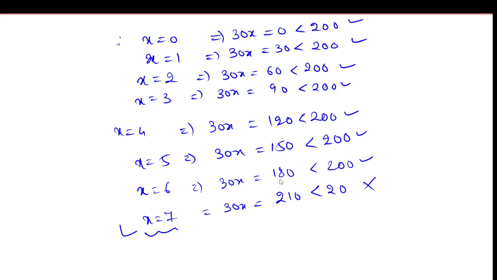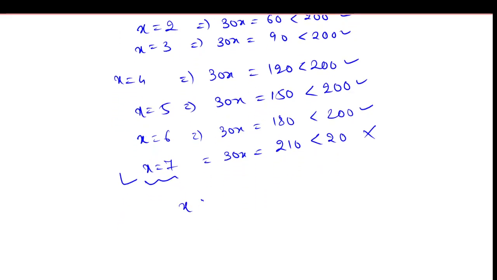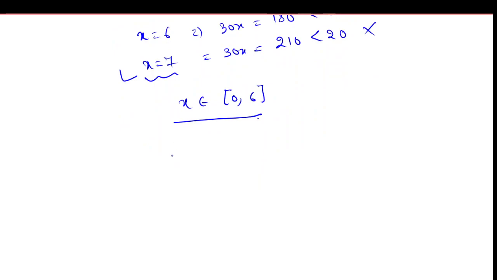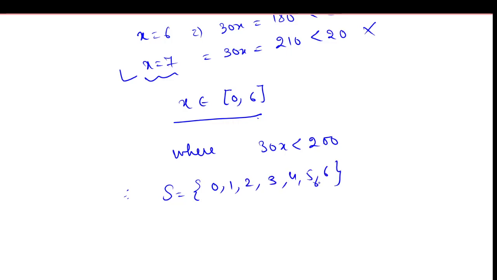So we will stop the iteration at x equal to 7. We have a solution set from x equal to 0 to 6, where 30x is less than 200. Therefore, the solution set will be 0, 1, 2, 3, 4, 5 and 6, where x is a positive integer.